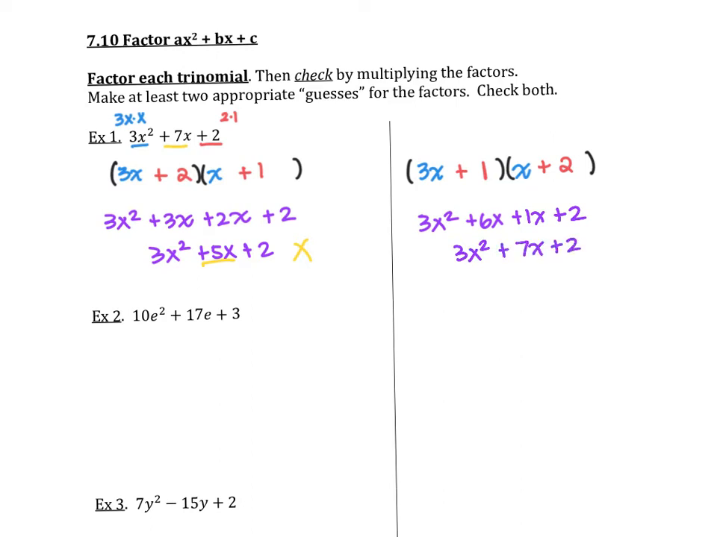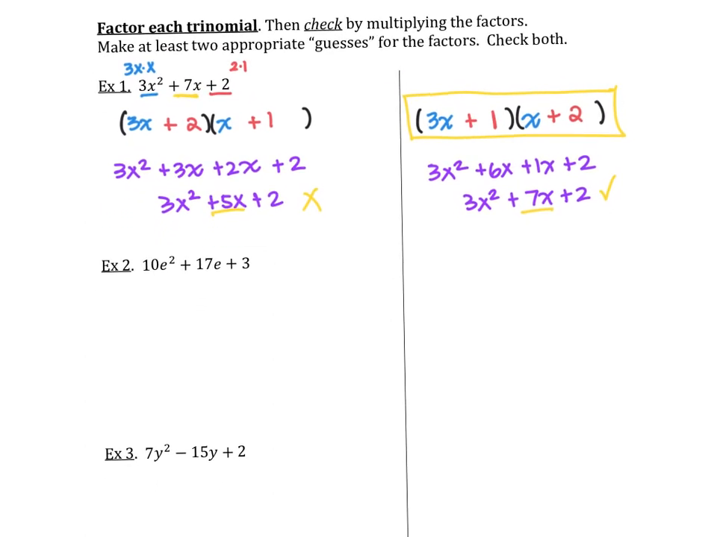Okay, now let me check. Now I have a plus 7x in the middle, and there was a plus 7x on the original problem. So this is the correct factoring. So I'm going to go ahead and box the correct factoring, or I'm going to write correct. The other one's wrong, but I'm going to leave it there because my teacher wanted me to do 2 guesses.